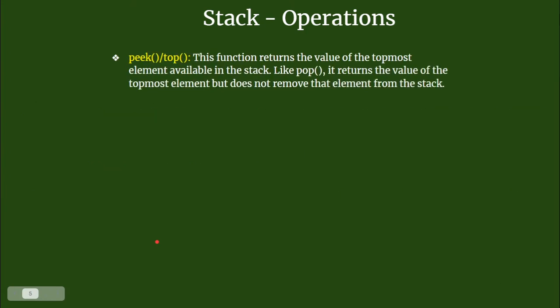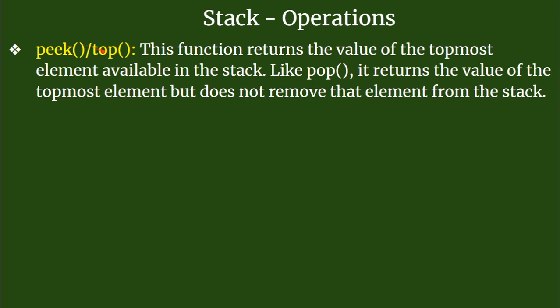There are a few more operations in a stack. Peek or top: this function returns the value of the topmost element available in the stack. Like pop, it returns the value of the topmost element but does not remove that element from the stack. So when you say top, this function will return the top element. The answer of this function will be the element in the top position. The difference between pop and top is that pop removes the element from the stack, but top just says what the element in the topmost position is.